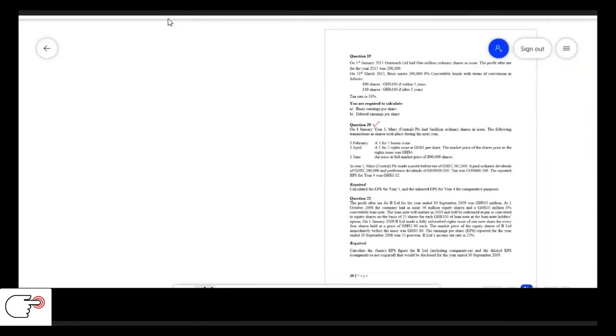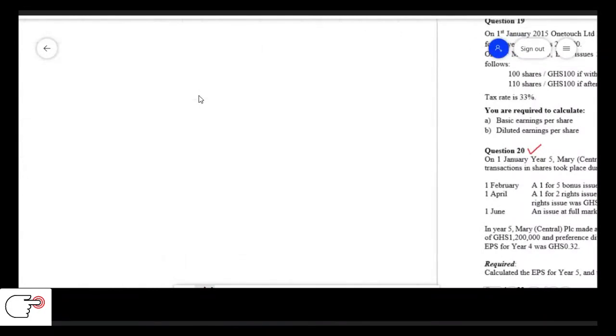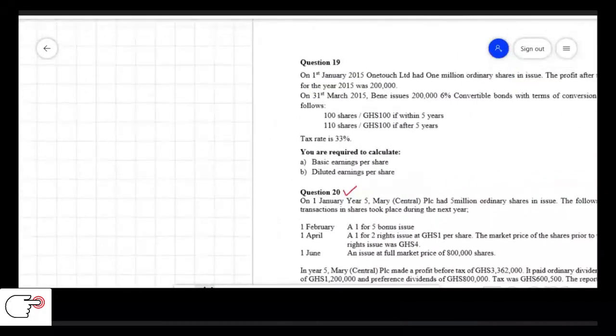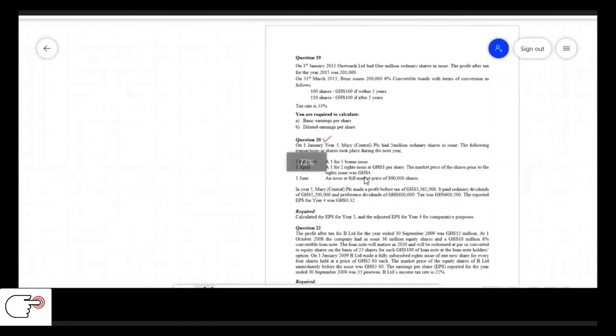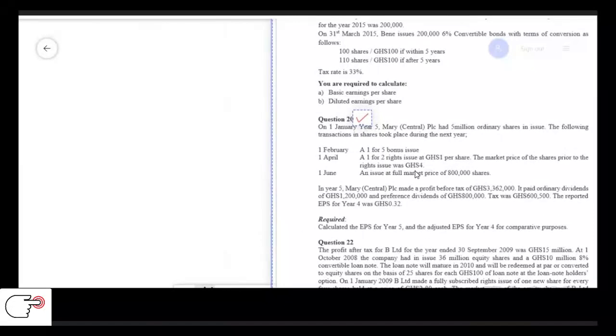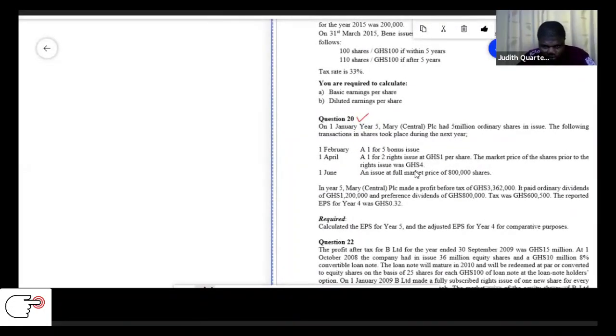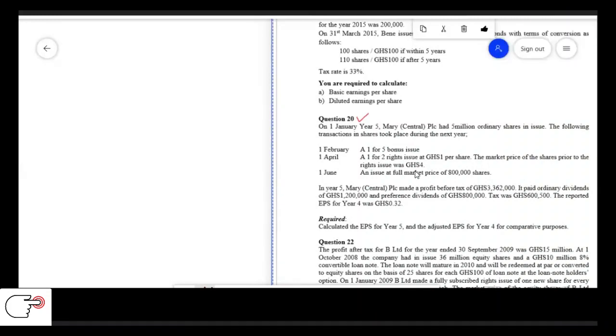On January 1, year 5, Mary PLC had 5 million ordinary shares in issue. The following transactions in shares took place during the next year. February 1, a 1-for-5 bonus issue. April 1, a 1-for-2 rights issue at 1 cedi per share. The market price of the shares prior to the rights issue was 4 cedis. June 1, an issue at full market price of 800,000 shares.